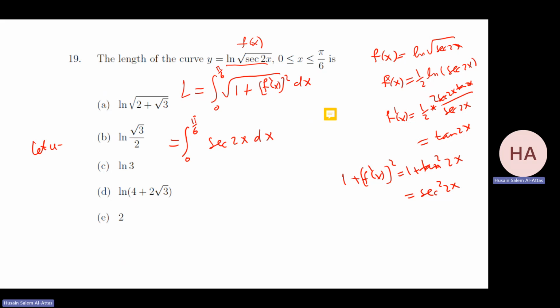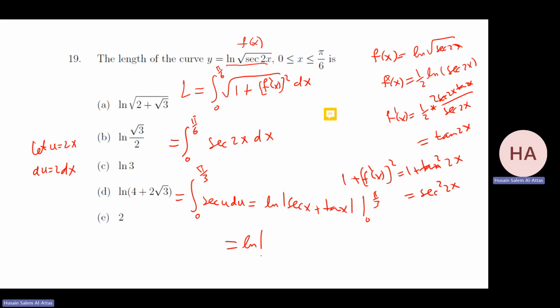Yeah, I can let u equal 2x, du will be 2 dx. Just use the formula directly. The limits: 0 stays 0, and this is pi over 3. Secant u du. And that will be then ln secant x plus tan x from 0 to pi over 3. That will be then of what? Secant pi over 3 is what? I have 2 plus the square root of 3.